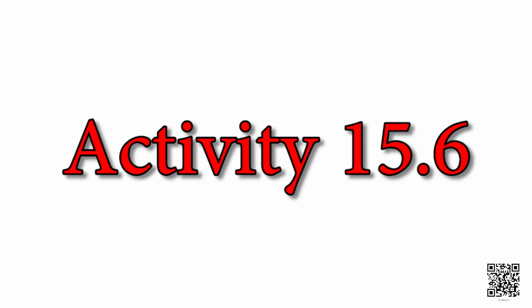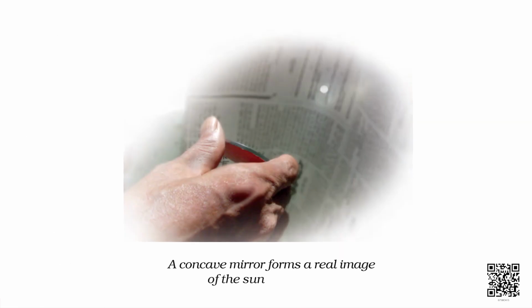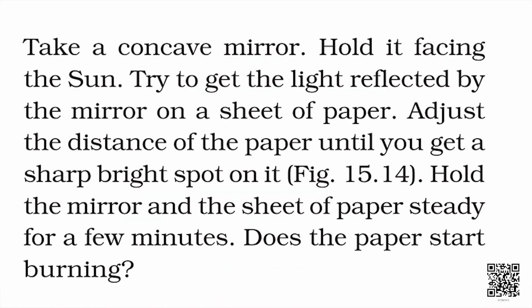Activity 15.6. We will take a concave mirror and hold it facing the sun. Then we will try to get the light reflected by the mirror on a sheet of paper. We will adjust the distance of the paper until we get a sharp, bright spot on it. Then we will hold the mirror and sheet of paper steady for a few minutes. And we will also note whether the paper starts burning or not.